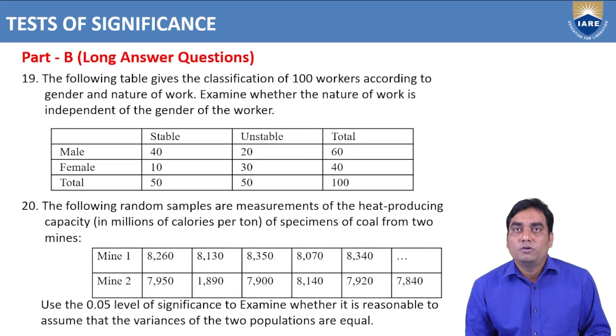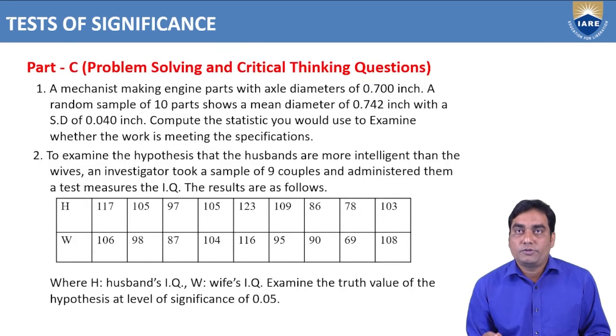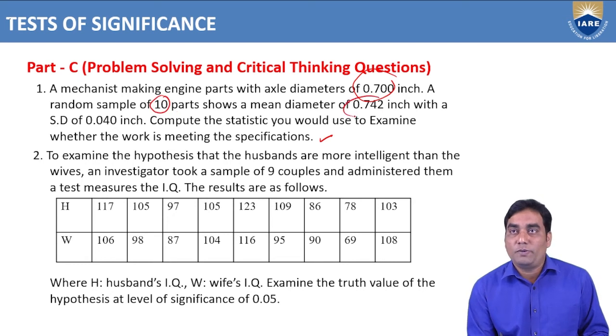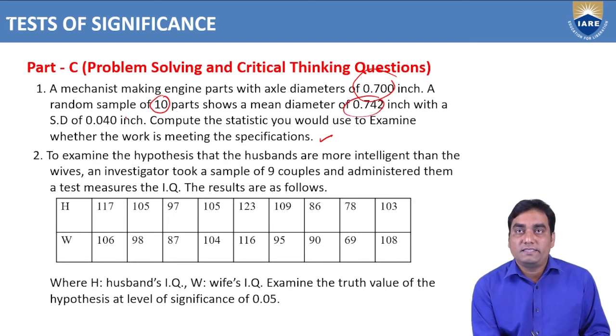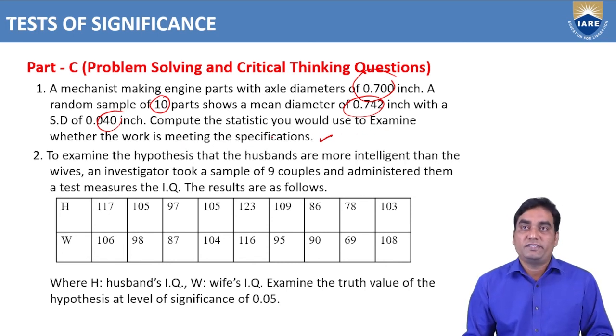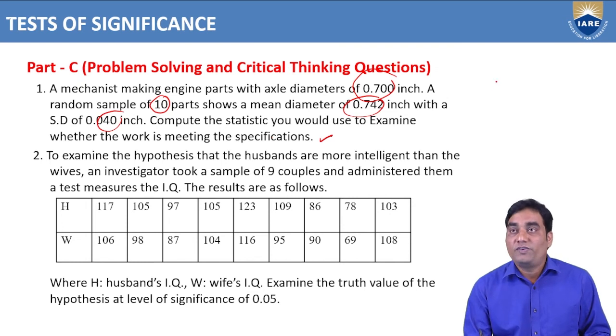Now coming to part C. Also same. Examine whether the work is meeting the specification. A mechanic making engineering parts with axial diameter 0.7, a value is given. A random sample of 10 is chosen, which shows that the mean diameter x bar is given with standard deviation. Compute the statistic you would use to examine whether the work is meeting the specifications or not. You can use the t-test for single mean because we have only one sample.